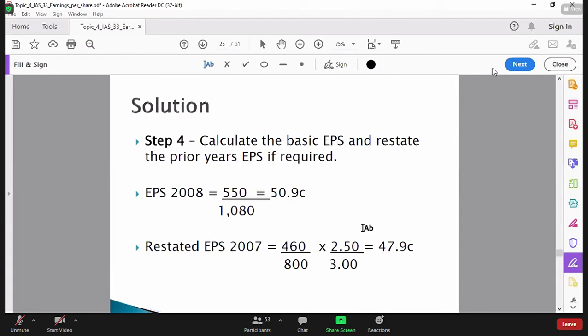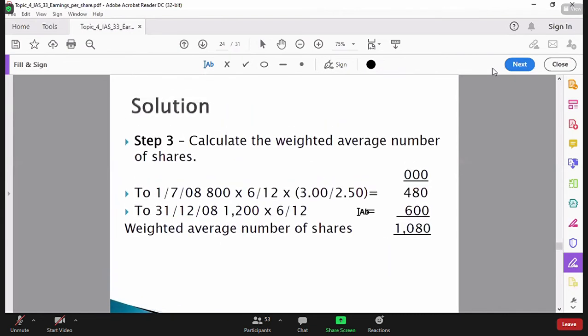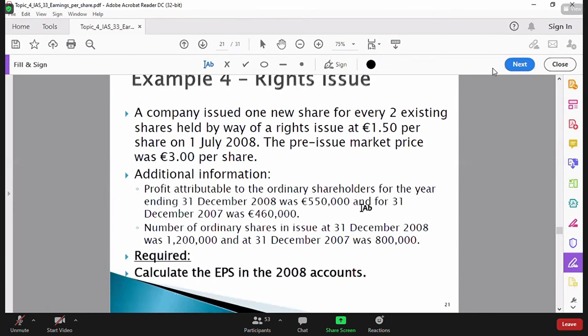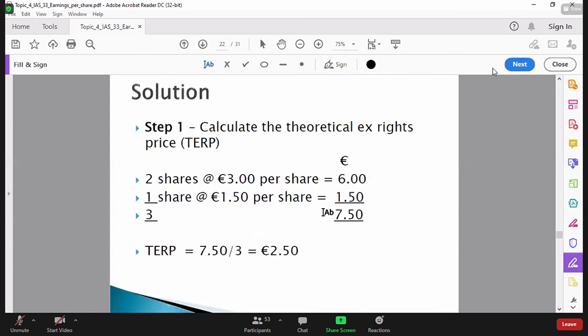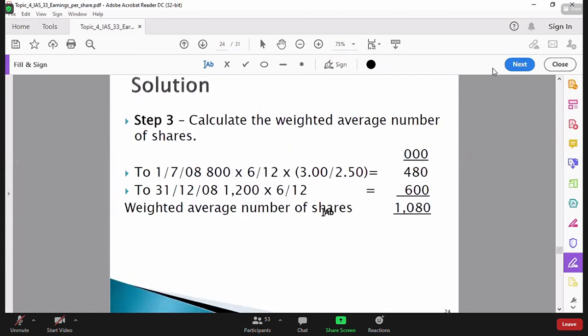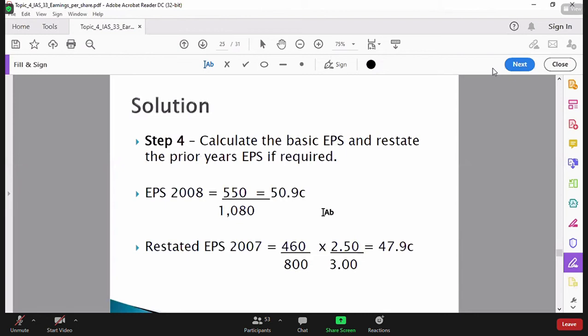How many steps do you have? Lastly, you have step number 4. You have 4 steps. Calculate EPS for 2008. So EPS for 2008, you have the profit, okay, 2008, 550 divided by 1080. How much does it become? How much then?